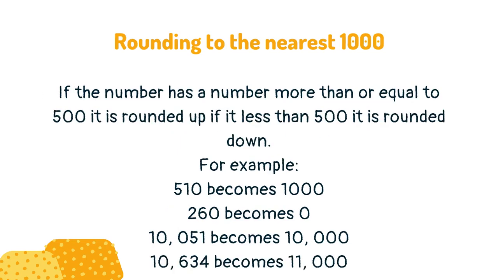If the number has a number more than or equal to 500, it is rounded up. If it is less than 500, it is rounded down. For example, 510, 1,260, 10,051 becomes 10000, 10634 becomes 11,000.